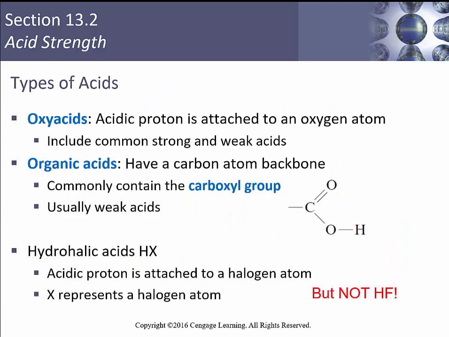Right, we have a lot of different acids out there. We've got oxoacids. That's an acidic proton attached to an oxygen atom. So this is going to include your common strong and some weak acids. You've got organic acids that have a carbon atom backbone. It's usually going to contain the carboxyl group, this one, right? Where this proton here is the labile proton that's able to dissociate and go into solution. Your hydrohalic acids, HX. And the acidic proton is attached to a halogen, right? Where X represents something like chlorine or bromine or iodine.